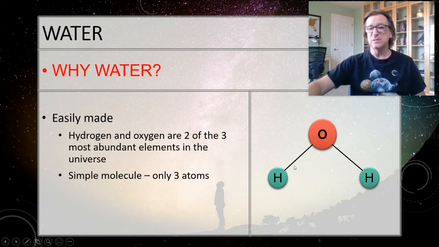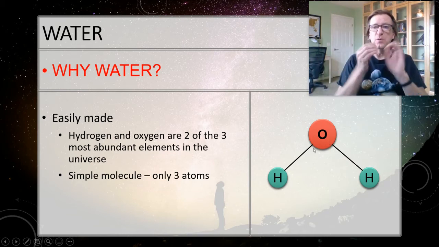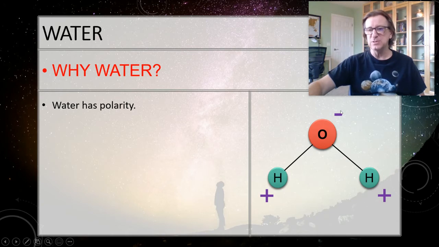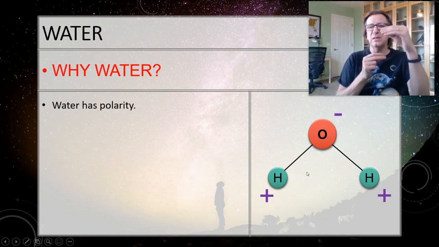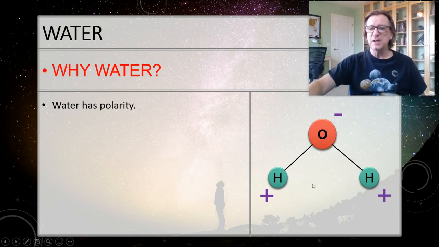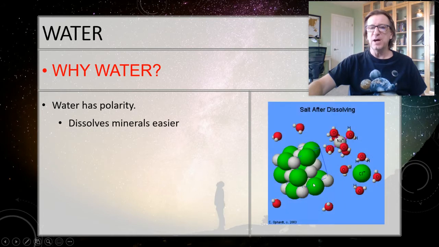So here, it's very simple. It's only three atoms, so you don't have to get a whole bunch of things in all the right places. But this angle here is what gives it polarity. Oxygen has a negative charge. Hydrogen has a positive charge. Now, the whole molecule is neutral. Oxygen is actually -2, so it's not electrically charged. But because the negative is offset from the hydrogen, you get a net positive charge down here in the bottom.